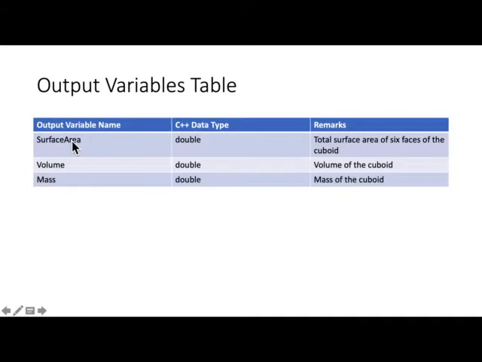I just chose the name surface area. I could use SA, but that is less descriptive. I chose the name volume for volume. I could use VOL, less descriptive, and then I chose the mass. And these are double type also because there is no way I can force them to be round numbers. And then I have remarks. Once again, you have to make an output variable table for your IOAA. Make sure all the rows and columns are filled out and nothing is left empty.